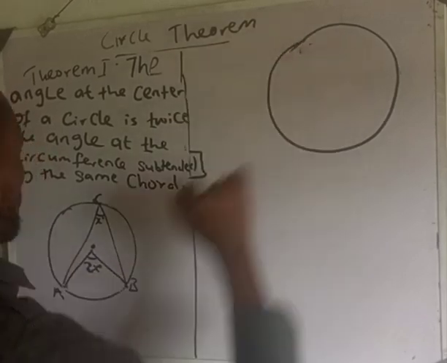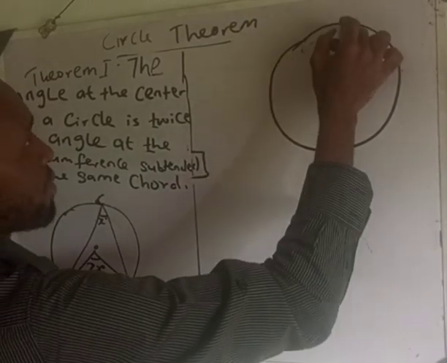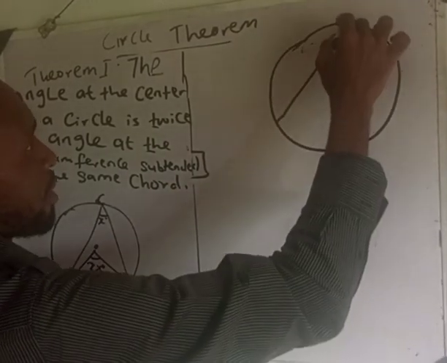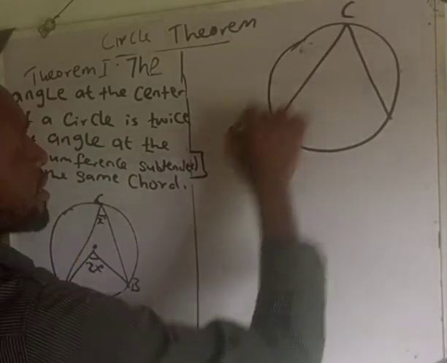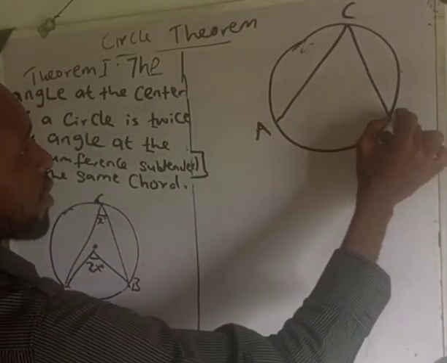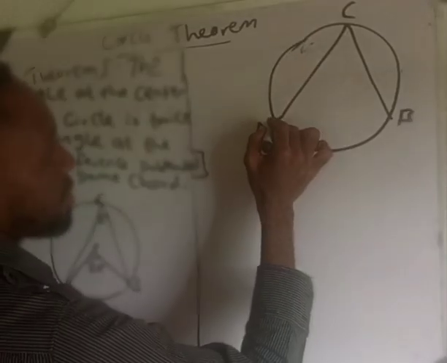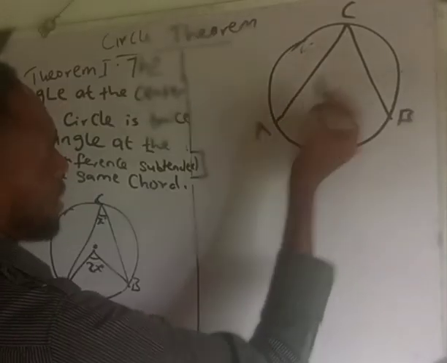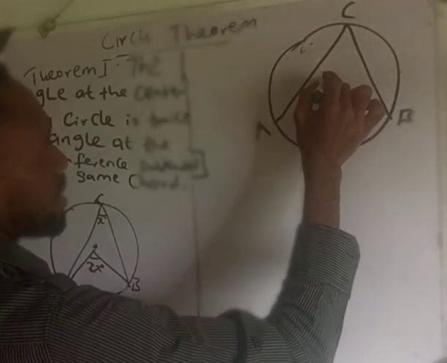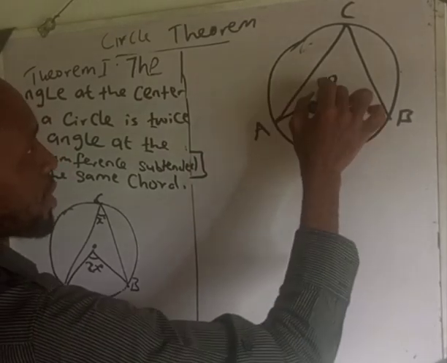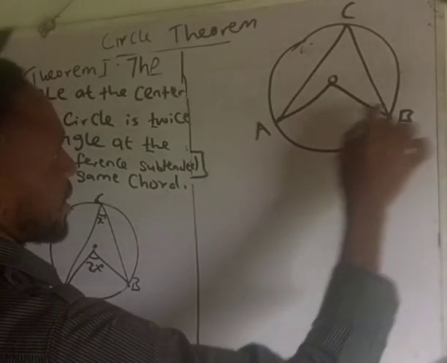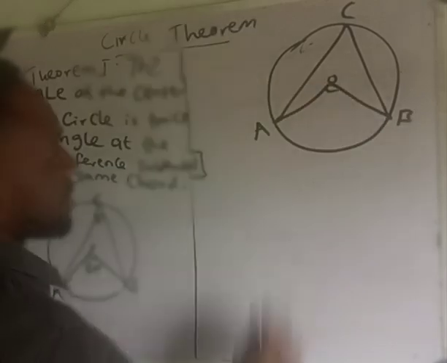Let me just repeat what we have. Let me make this one very big, very diverse. Let's say this is C, this is still our A, and this is our B. Now let me have a chord, or rather, let me just leave the chord. Let me say this is the center of the circle, and that same point subtends another angle at the center.